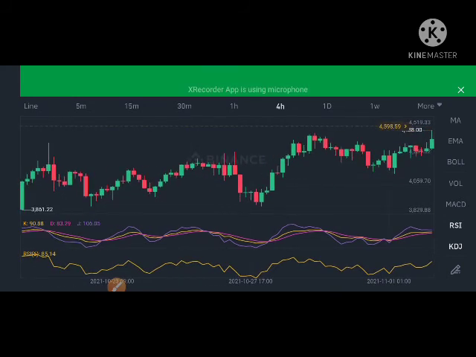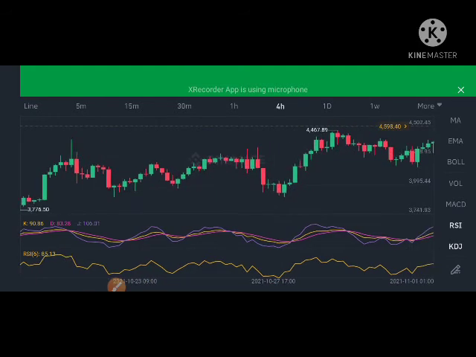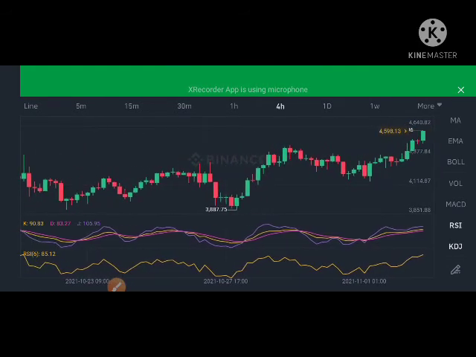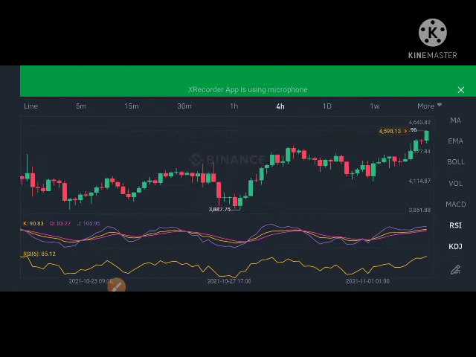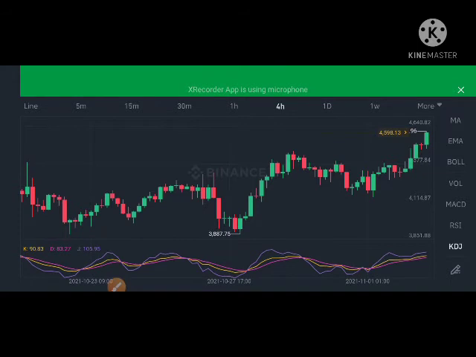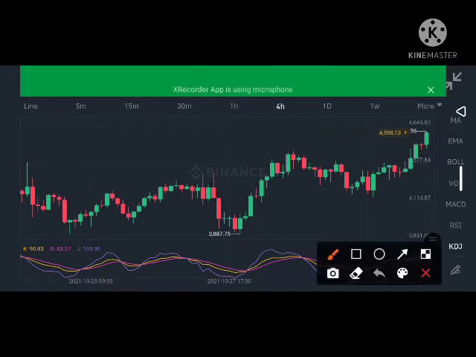So let us dive into what we have for today. Okay, so we said we are discussing the KDJ. My KDJ indicator is on at the moment. You can see it down here. This is my KDJ indicator showing here.